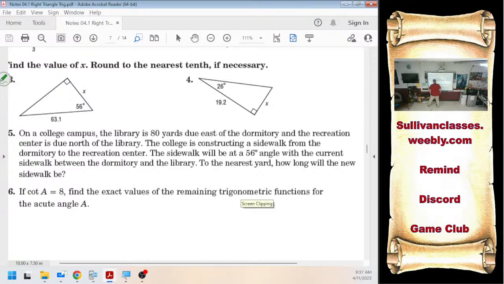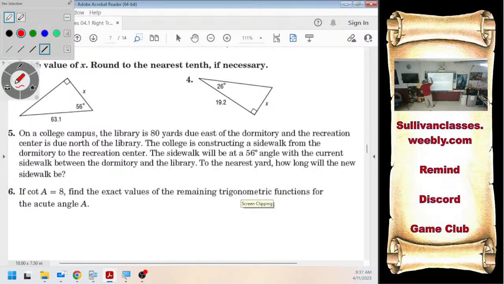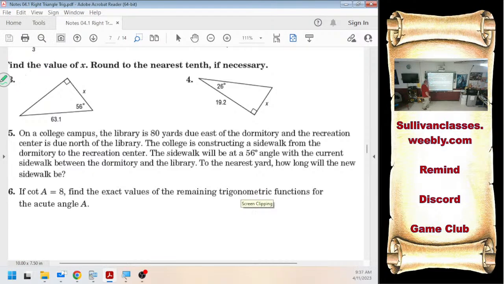Okay, first let's make sure our picture is right. College campus, library is 80 yards due east of dormitory. So I'm going to put a dormitory here. East is to the right, to the library. The college is constructing a sidewalk. Oh wait, and the recreation center is due north of the library. So this is going to be my rec center.